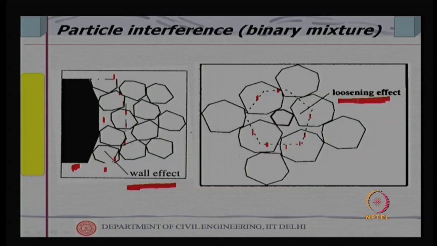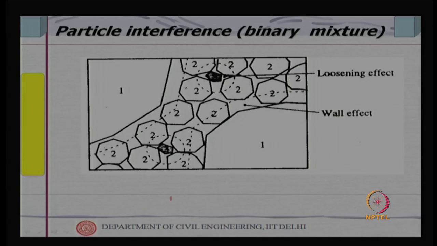So, this is called loosening effect. Wall effect and loosening effect are part of the particle interference, and due to this the packing density of both the quartz and the finer one gets disturbed. Loosening effect causes disturbances in the packing characteristics or void content in the quartz particle, while wall effect causes an increase in the void content of the fine particle which has gone inside the quartz particle. So, these two effects cause the curvilinear behavior.